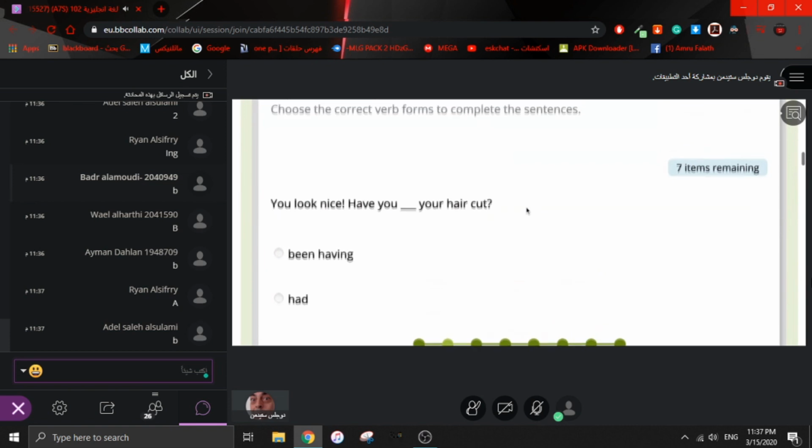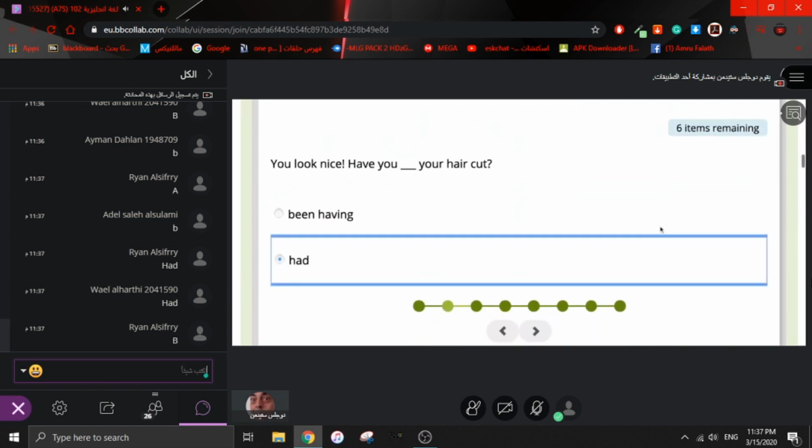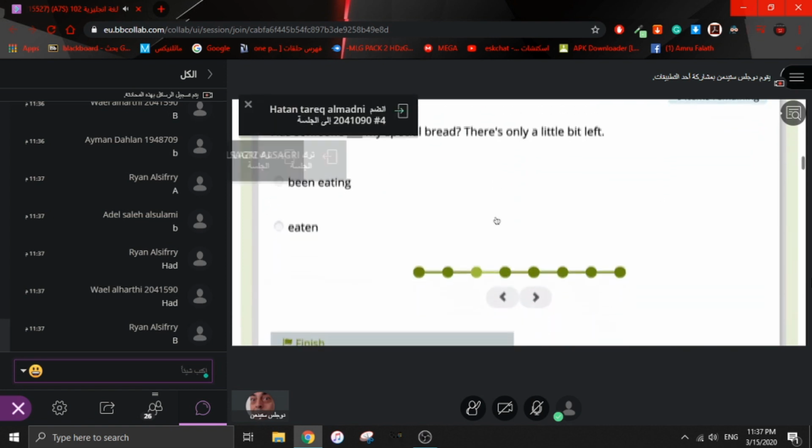Next one. You look nice. Have you your hair cut? So the first one, been having, means it's not finished. That one is really strange. Like over a long period of time, maybe a week, someone comes in your room and cuts a little bit of hair and comes back every few minutes. Or have you had your haircut done, finished? Which one do you like? I agree. Had makes sense. The other one doesn't make sense at all. Let's go to the next one.